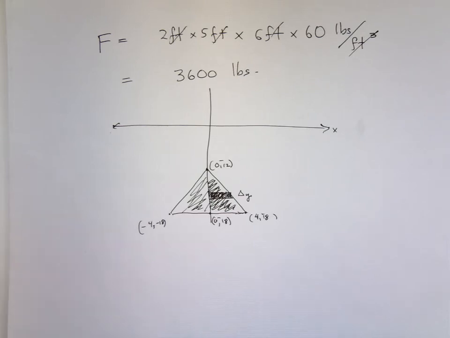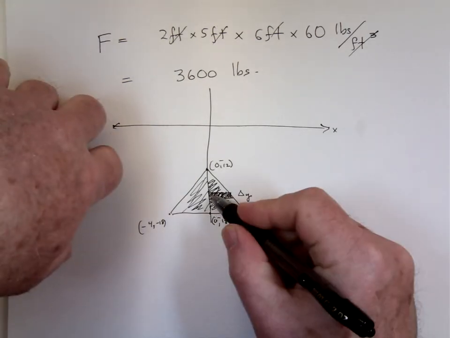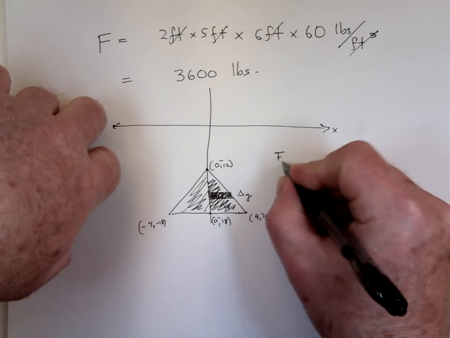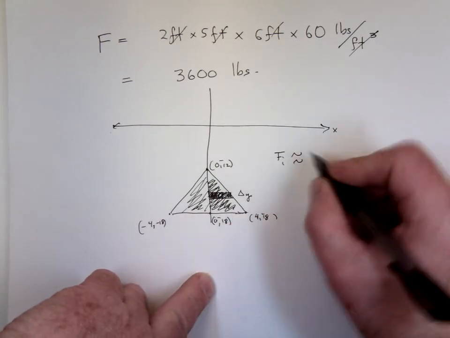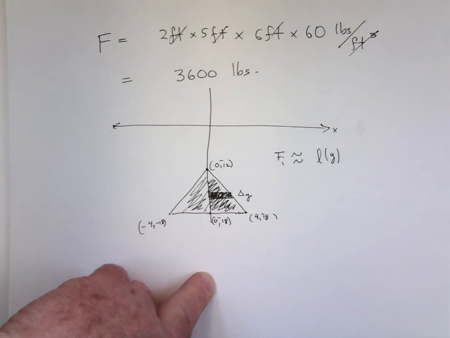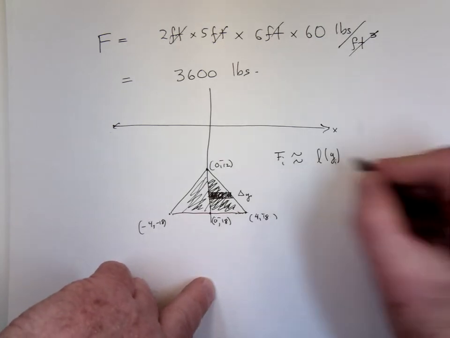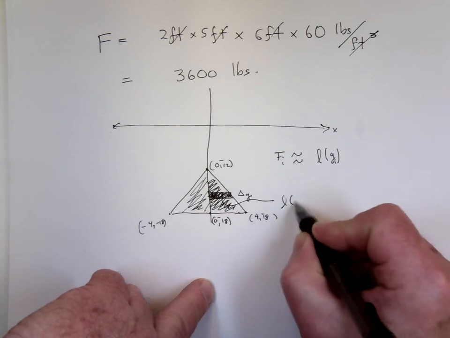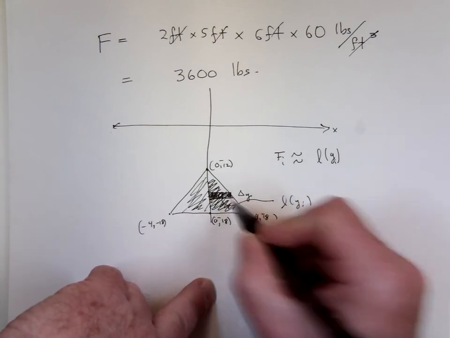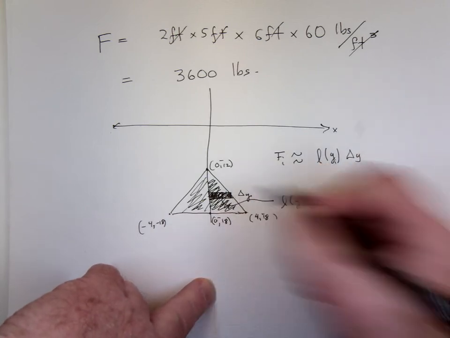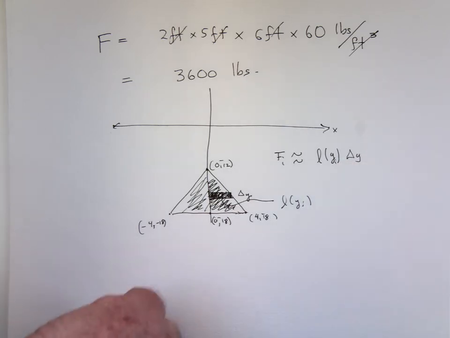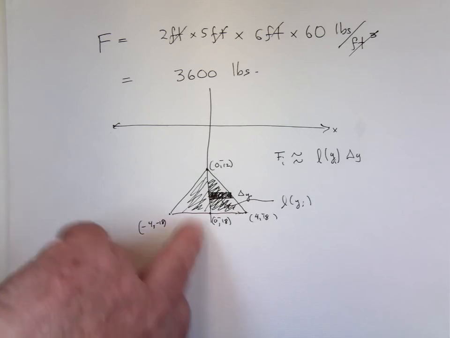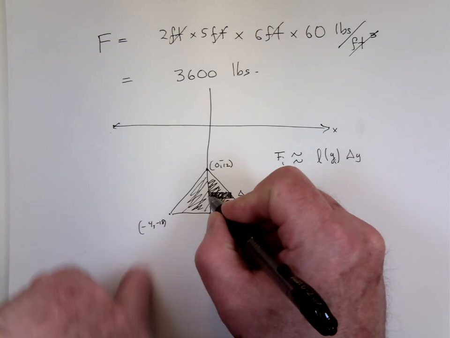All right, so how much force is on this one rectangle? This piece of force is approximately equal to the length of this rectangle, which I'm going to call L of y, some function of y, times delta y, which is the width of this rectangle. This product gives me the area of the rectangle. Now, how much force is on that rectangle? Well, it depends on the depth.